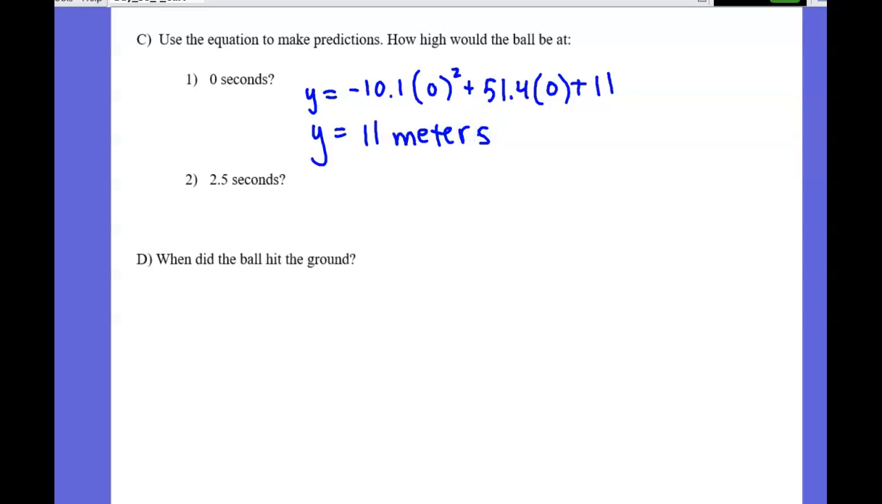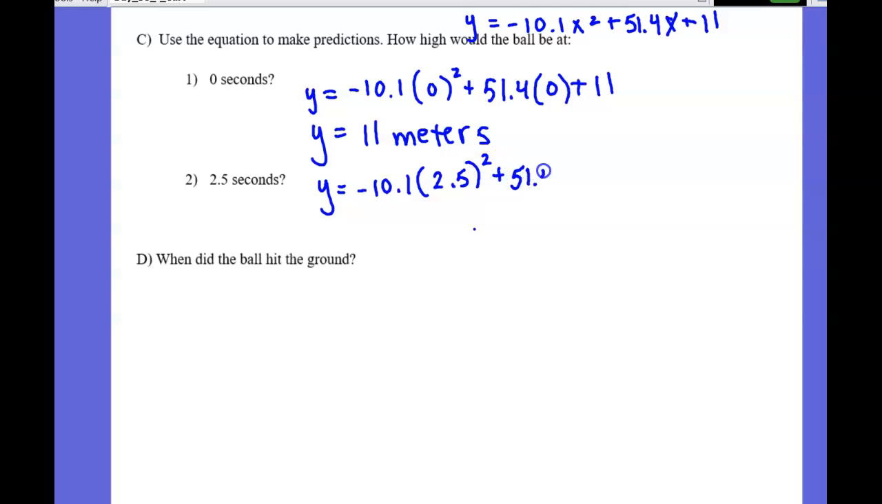All right, again, we're using this equation. Our y is equal to negative 10.1 x squared plus 51.4 x plus 11. Now we're going to use that for 2.5 seconds. We're just going to plug in 2.5 for our x. Our y is equal to negative 10.1 times 2.5 squared plus 51.4 times 2.5 plus 11. When we multiply that out, we get approximately 76.4 meters.